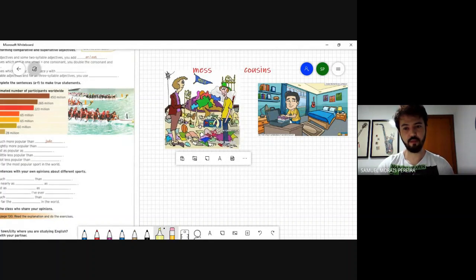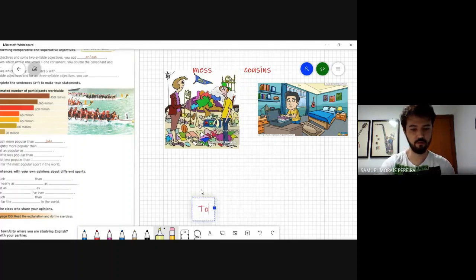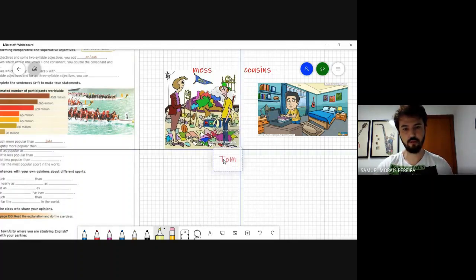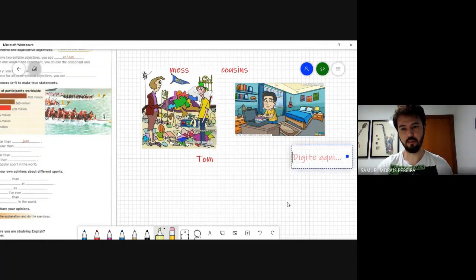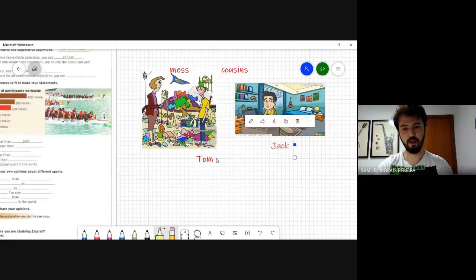Let's give them a name. So I'm gonna call this boy here Tom, okay? So this is Tom, and the other one is Jack, okay, guys? So I have Tom and Jack. So imagine that they are cousins, right? Let's compare their bedrooms. How do I say?